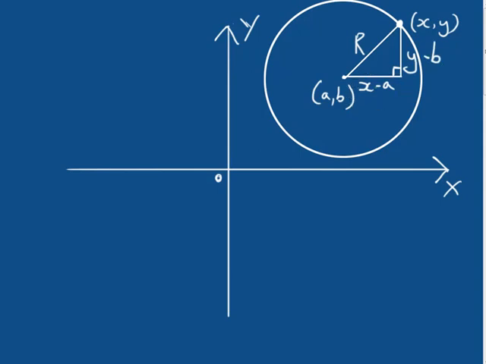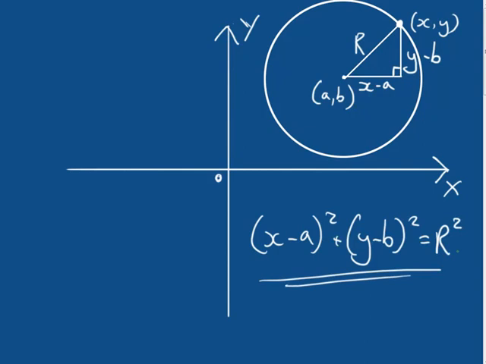So we now have the length of two edges, and we know that relates to the radius of our circle. We can use Pythagoras' theorem. That is the relationship that defines how these three edges relate to each other. And that's going to give us x minus a squared, i.e. the length of this edge squared, plus y minus b squared, i.e. the length of this edge squared, is equal to our radius squared. And this new equation is in fact the equation for a circle centered about an arbitrary point a, b.